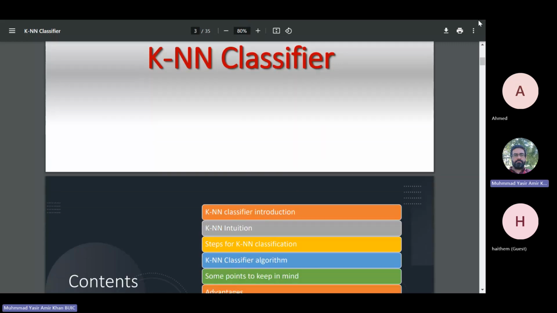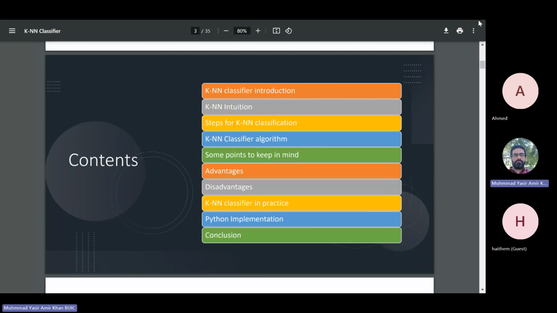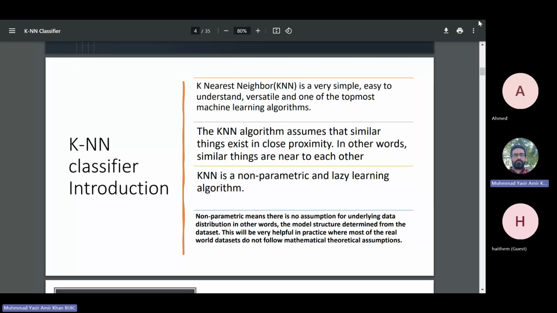So let's start. In today's class, we will talk about the introduction to KNN classifier, KNN intuition, steps for KNN classification, KNN classifier algorithm, some points to keep in mind, disadvantages, advantages, and so on and so forth. And then we will consider the Python implementation as well. So what's KNN classifier?